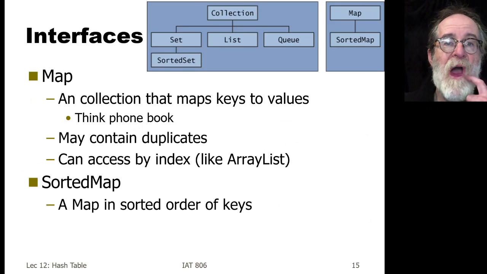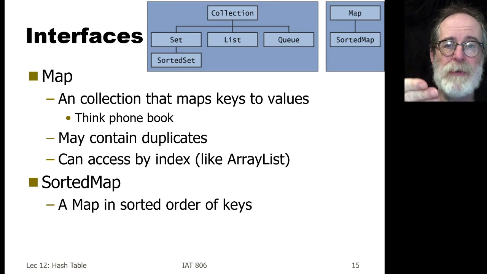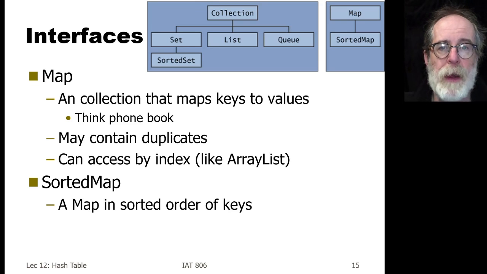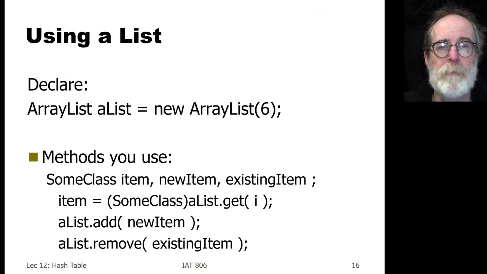So getting back to slide 15 again, a map is a collection that maps keys to values. The language is perhaps a little funny there, mapping key to value. That is to say, I've got the index, the stock number, and I need to get the thing I care about, which is the name, the price, and all that good stuff. A map may contain duplicates. It can be accessed by index. A sorted map is a map that is in sorted order of keys. Okay? All right. Now comes the fun stuff. Well, maybe not that fun.